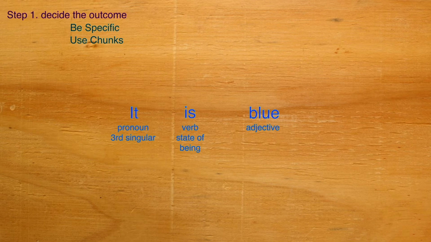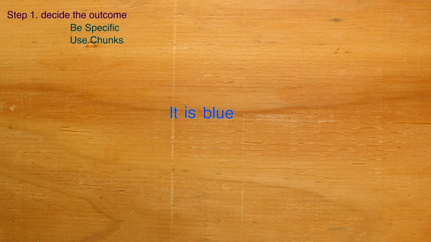But if we teach a simple chunk instead, things are simpler. Let's look again at that phrase. The chunk "it is blue" lets me describe everything blue in the world and is grammatically correct, and it gives me the speaking ability as soon as I learn it.